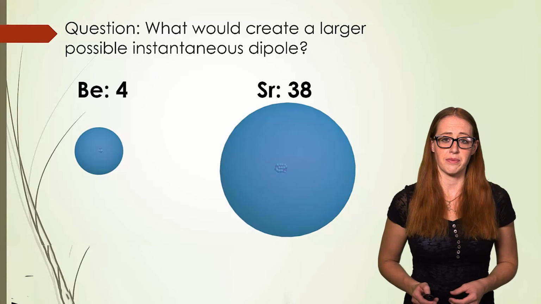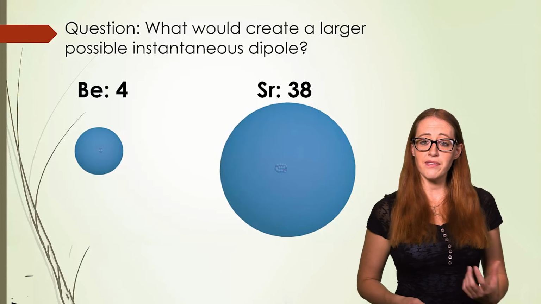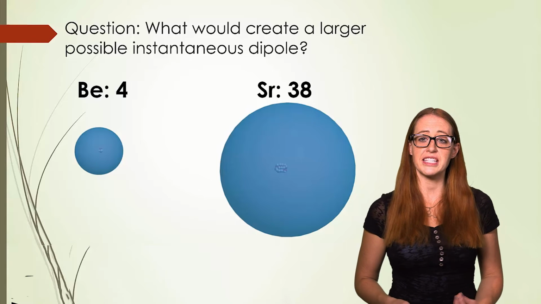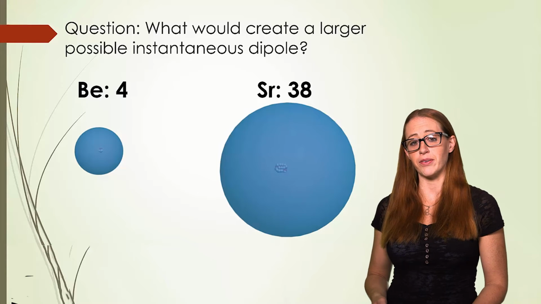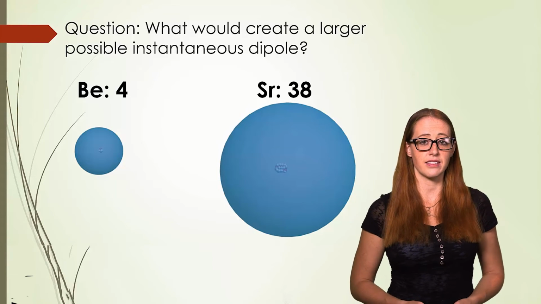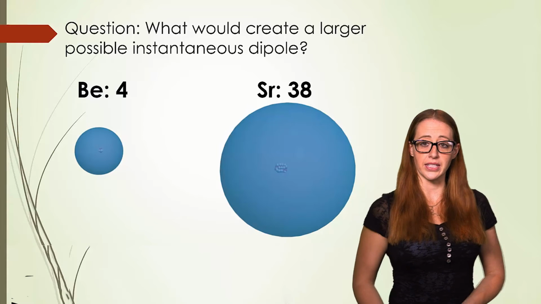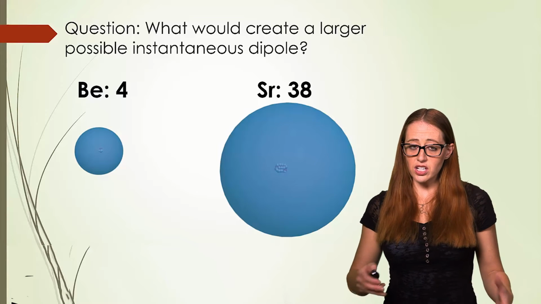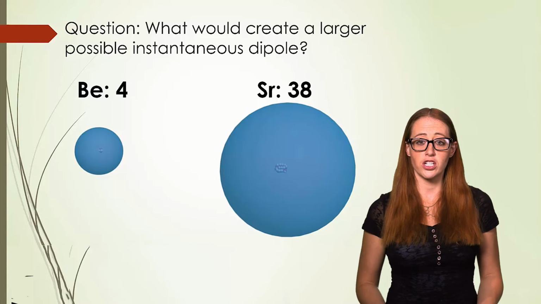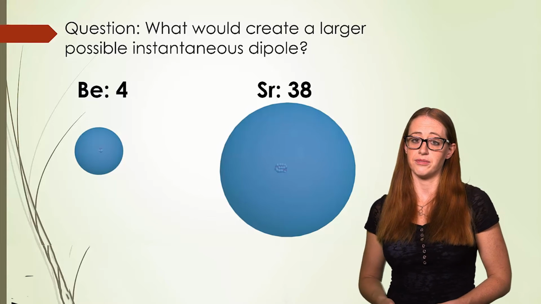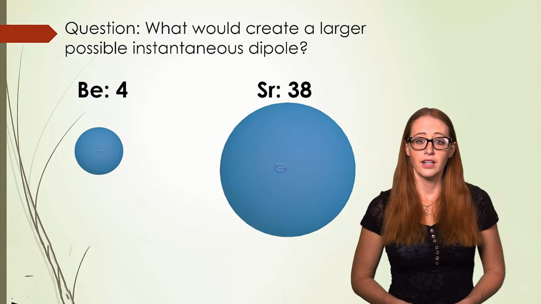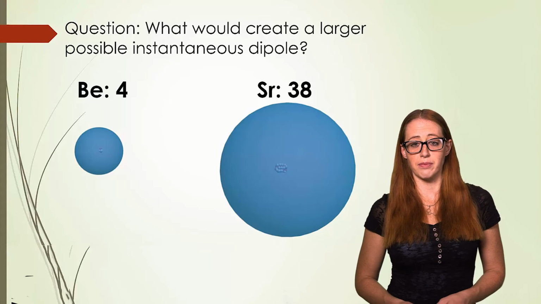Now let's think about something for a minute. If you have something like beryllium, which is very small, with an atomic number of 4, and so it has 4 electrons, as compared to something like strontium, which is much larger with 38 electrons, which electron density can be shifted around most easily? Take a second and think about this before moving on.